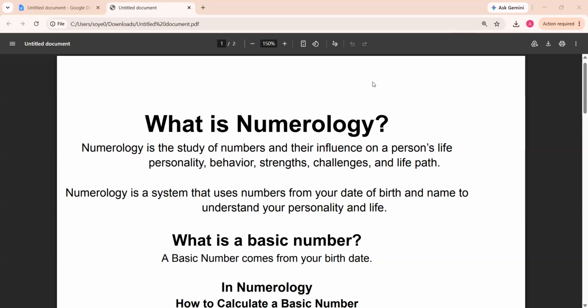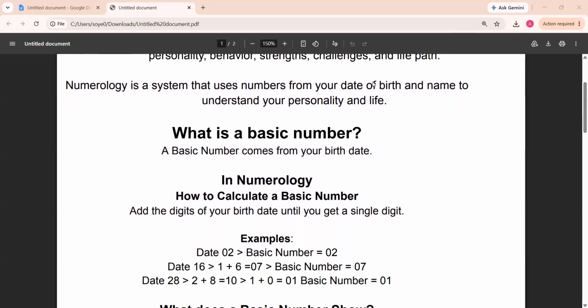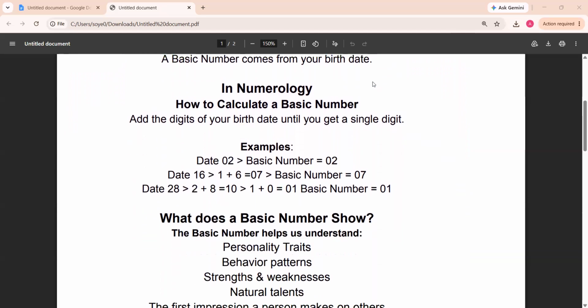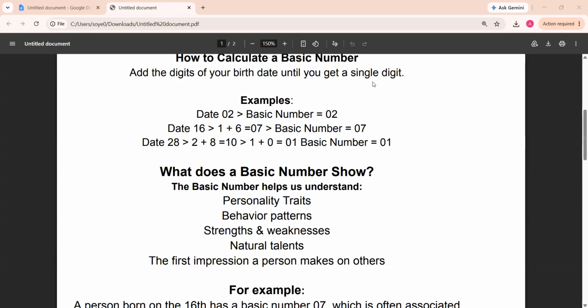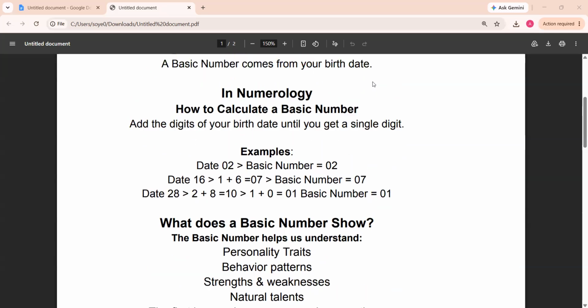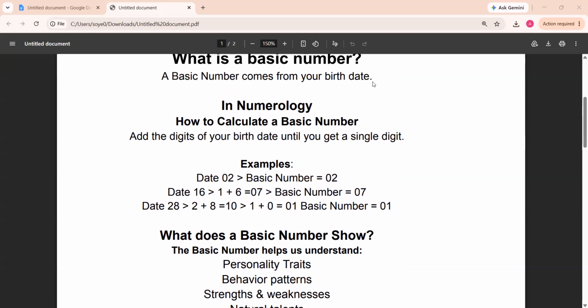What is a basic number? A basic number comes from your birth date. In numerology, how do you calculate a basic number? The basic number represents your personality, behavior, strengths, weaknesses, natural talents, and the first impression a person makes on others. But first of all, in numerology, how to calculate a basic number? Add the digits of your birth date until you get a single digit.